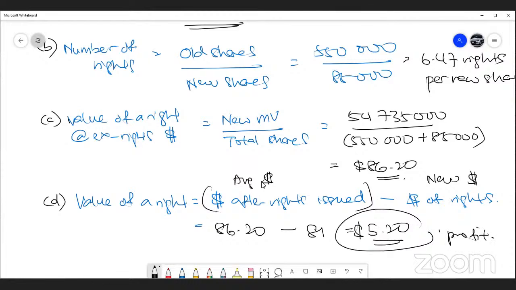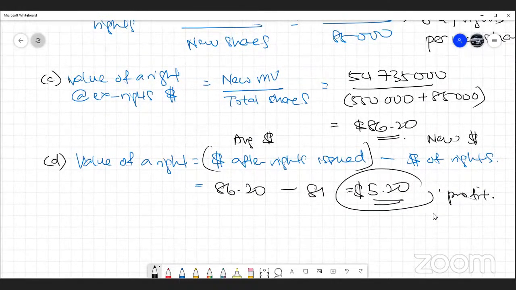So each new share which is priced at $81, now after being introduced in the market, they bring down the price to $86.20. So these new shares, each one has a value of $5.20. That's what it means.